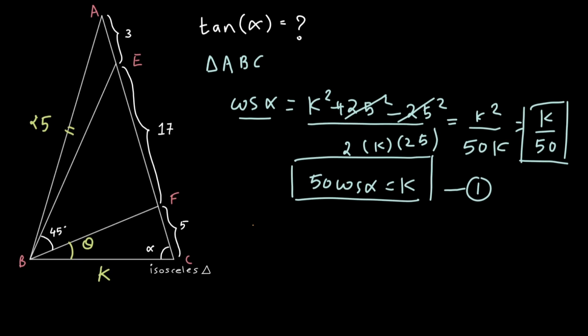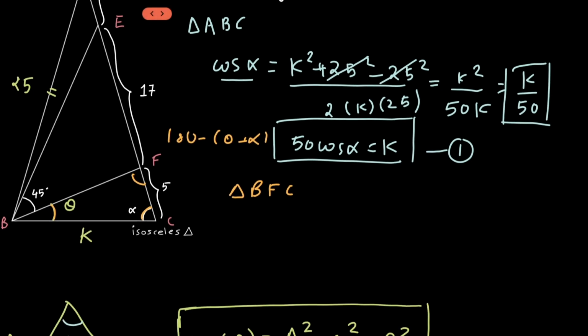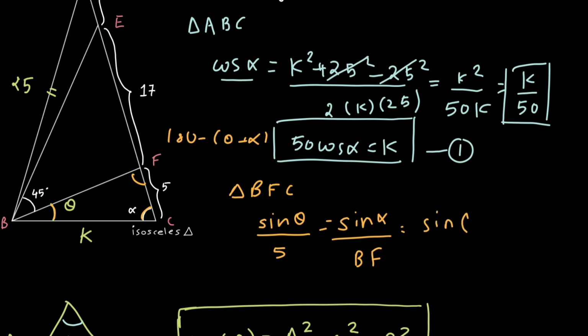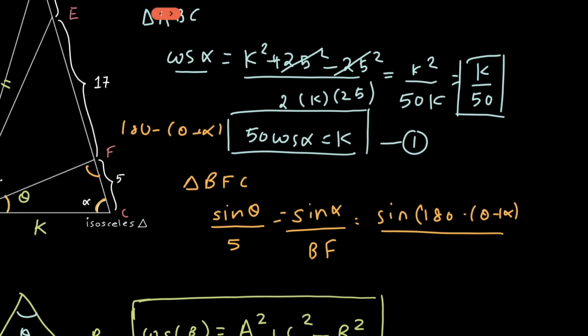Now to use the sine rule, I will take the triangle BFC, that is this triangle. One of its angles is alpha, the other angle is theta. Therefore by the angle sum property, the third angle would be equal to 180 degrees minus theta plus alpha. Okay, so in this triangle, if I use the sine rule, sine of theta upon its opposite side, that is 5, would be equal to sine of alpha upon its opposite side. So opposite to angle alpha is BF, and this would be equal to sine of the third angle, that is 180 degrees minus theta plus alpha, upon its opposite side. So opposite to this angle is K, so upon K.